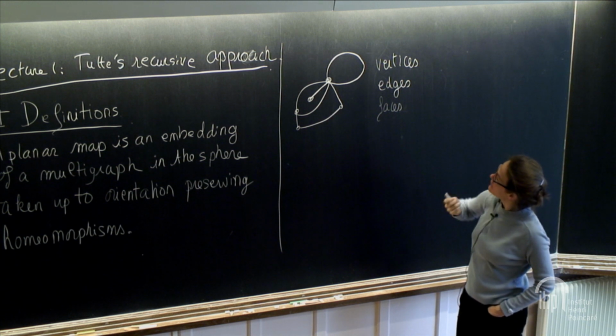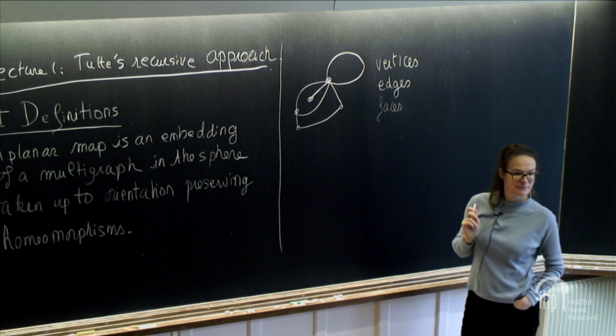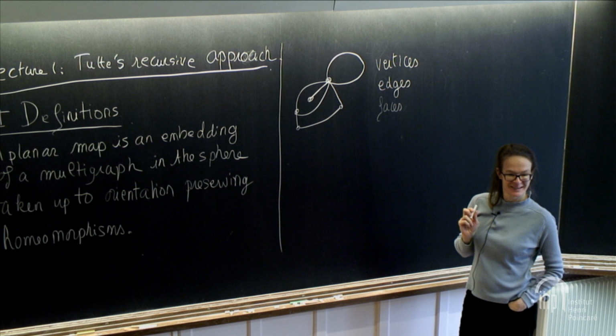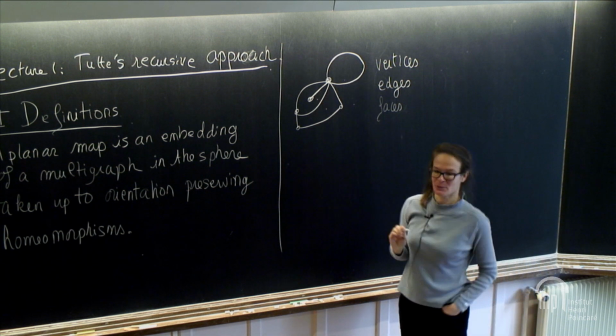So for instance, here, how many faces do you see on this map? That's my first exercise. 4. 1, 2, 3, and the big one. Yeah, okay.